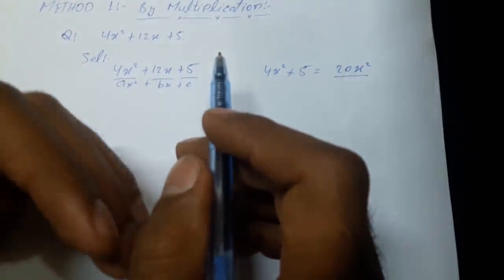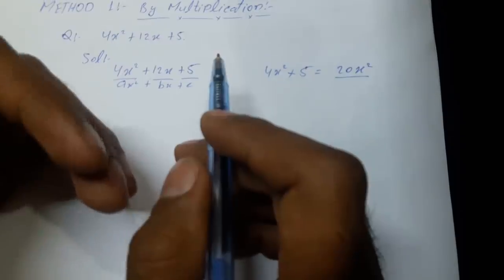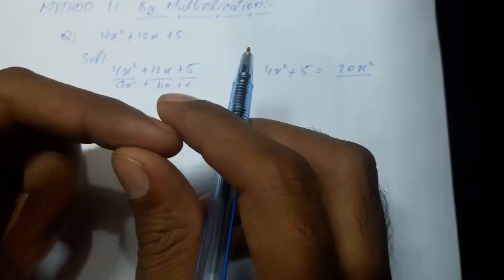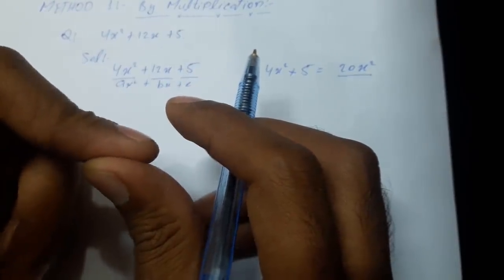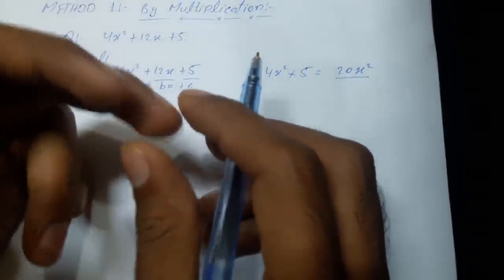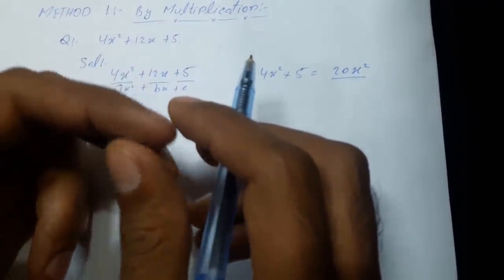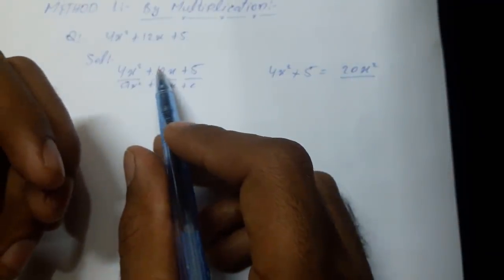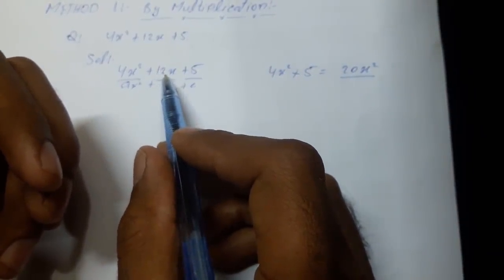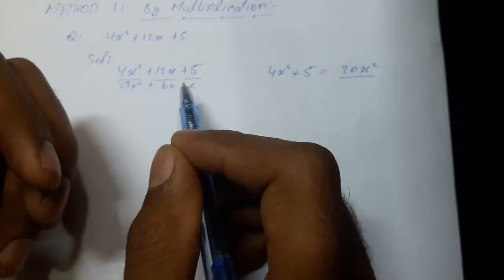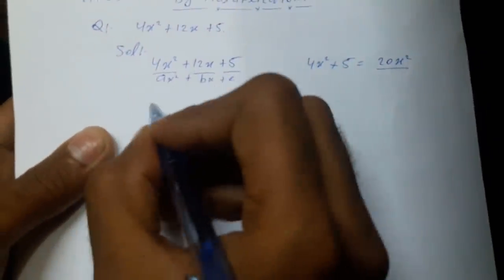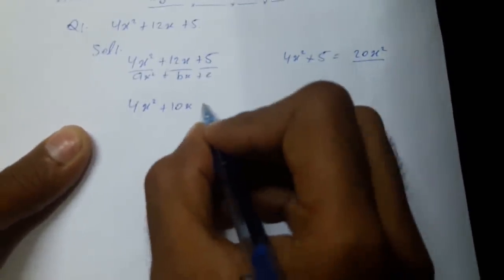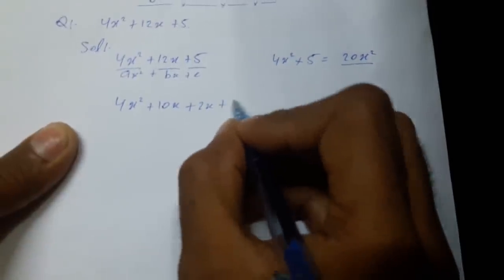So we will reduce the higher number and add to the lower number: 1 plus 1 is equal to 2, and we subtract 1 from 11, which is 10. So we multiply 2 into 10 is equal to 20, and 2 plus 10 is equal to 12. Our requirement is completed. So now we will put here 4x square plus 10x plus 2x plus 5.